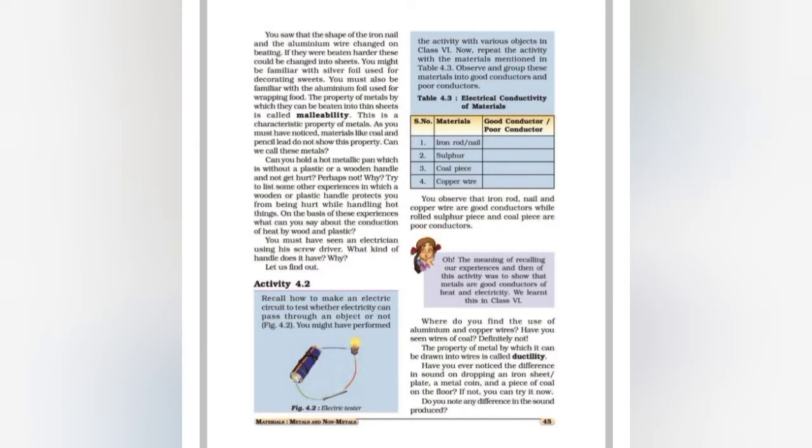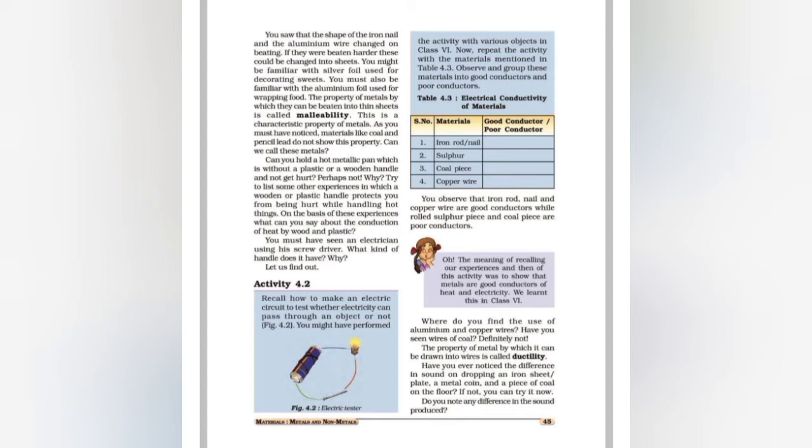You saw that the shape of the iron nail and the aluminium wire changed on beating. If they were beaten harder, these could be changed into sheets. You might be familiar with silver foil used for decorating sweets. You must also be familiar with the aluminium foil used for wrapping food. The property of metals by which they can be beaten into thin sheets is called malleability. So we can say that most of the metals are malleable.